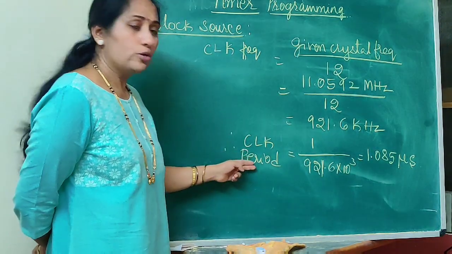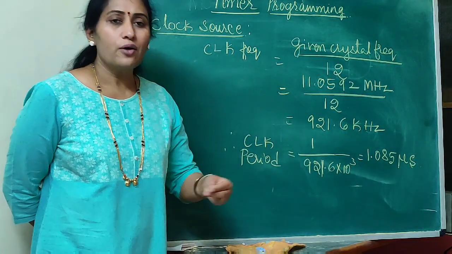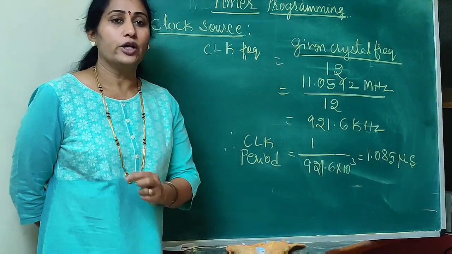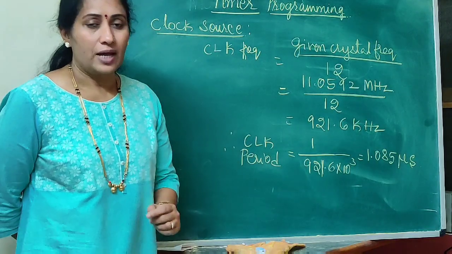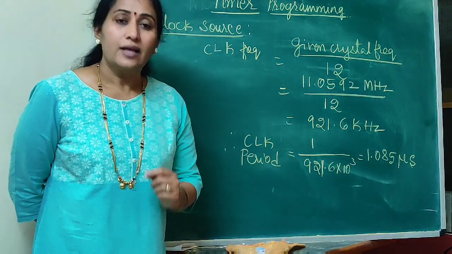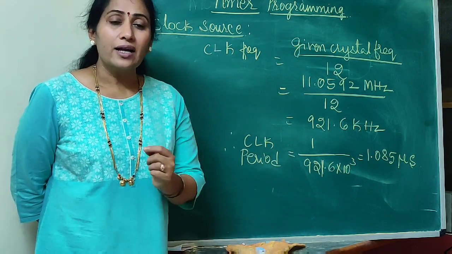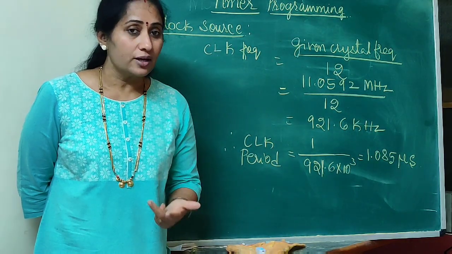Right? So this is going to be the clock period. You have to remember this particular value because you are going to take this value in order to calculate the delay which is going to be produced using the timers. So we know that 8051 is having two timers, timer 0 and timer 1. Timer 0 and timer 1 are going to be associated with some special function registers.